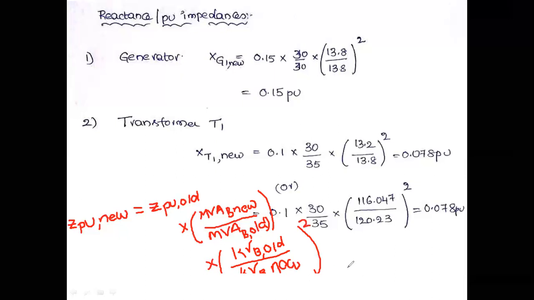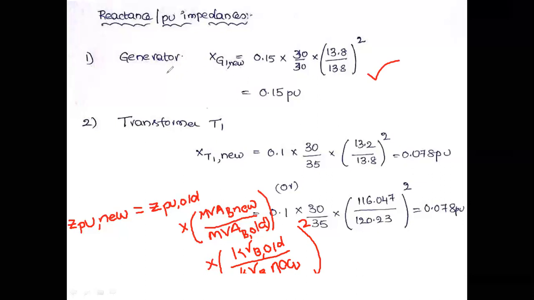Now this is the formula: Z per unit new is equal to Z per unit old multiplied by MVA base new divided by MVA base old, multiplied by KV base old by KV base new, whole square. So according to this formula, I have determined the new per unit reactance or per unit impedance also.